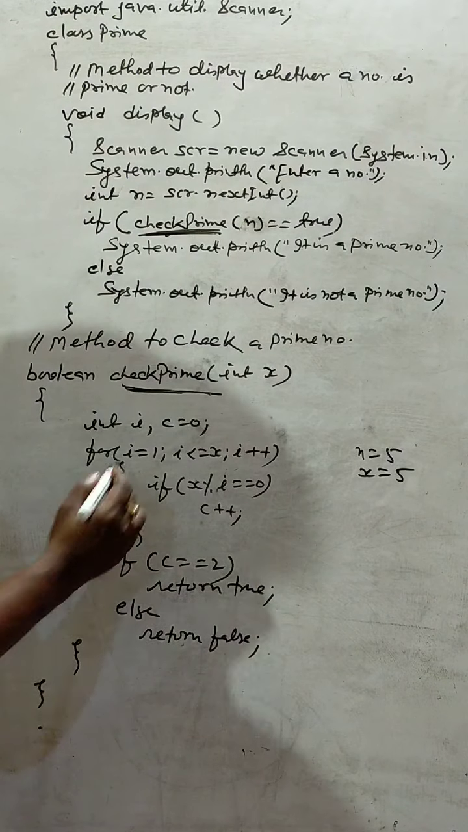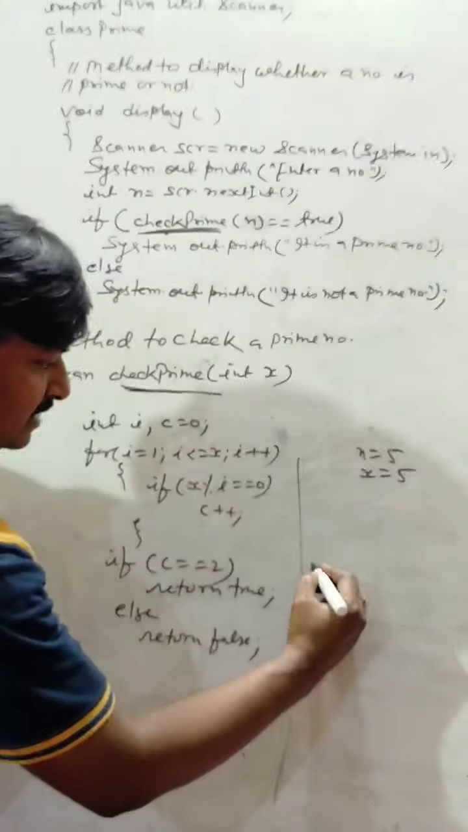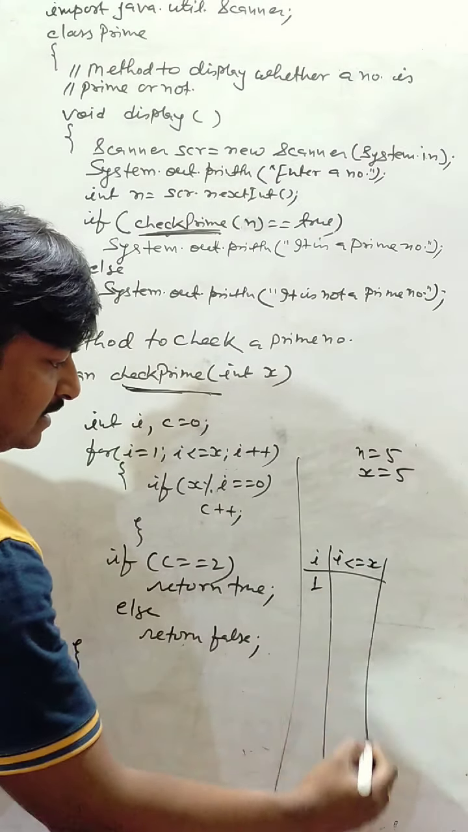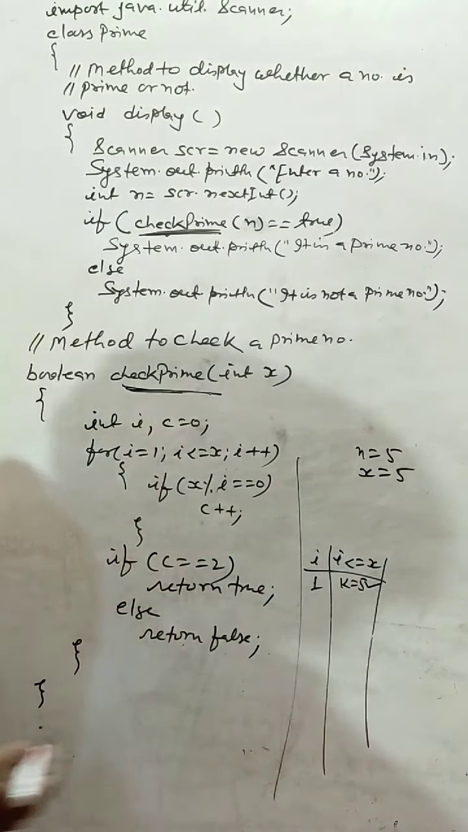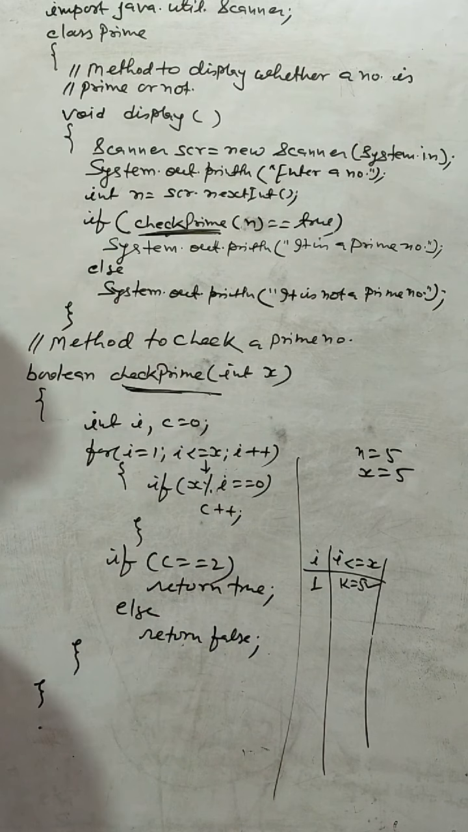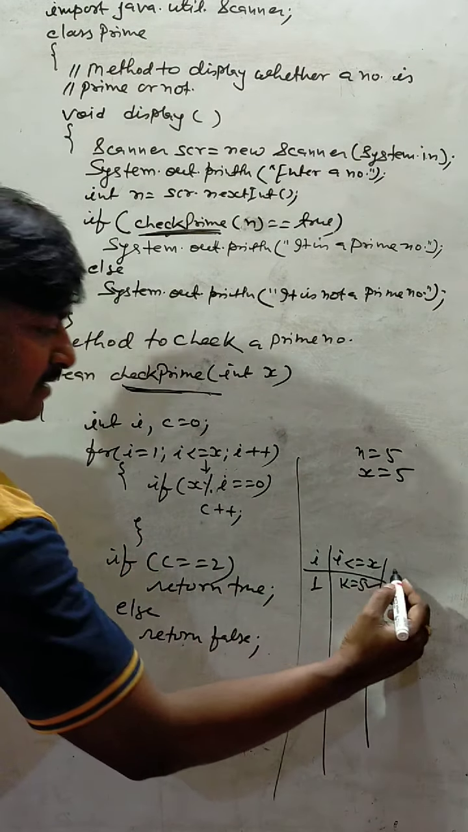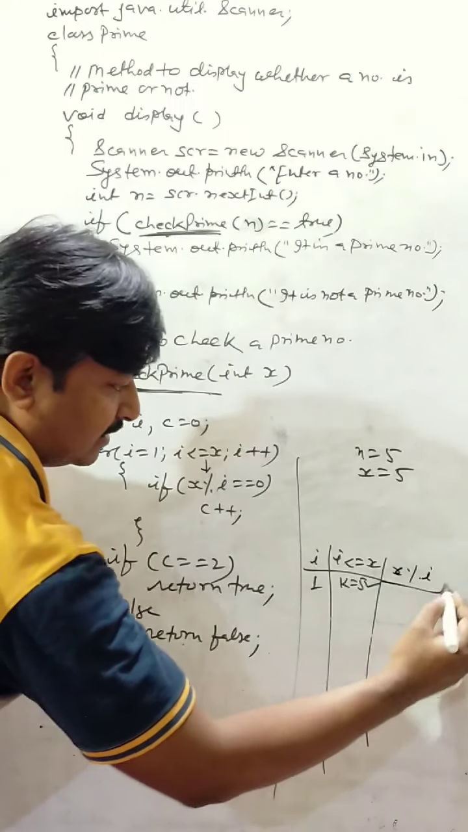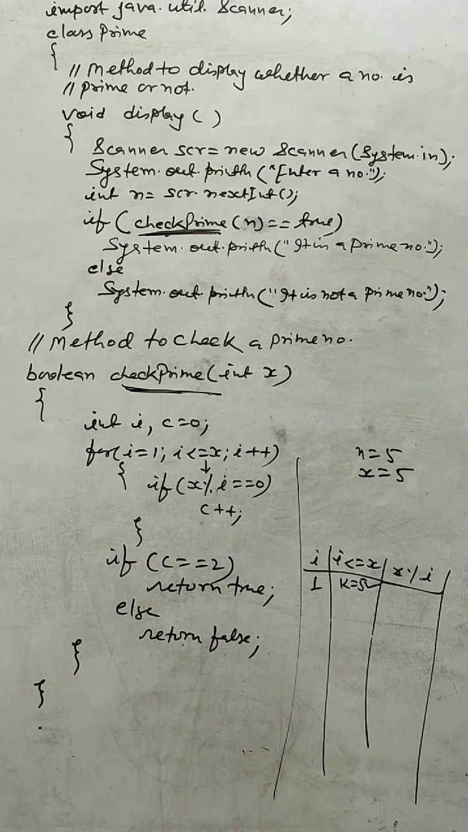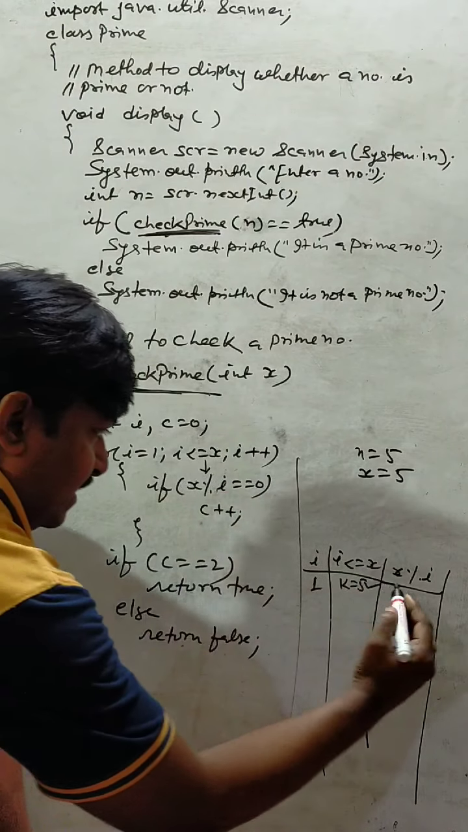So for this, I am explaining here, I equals 1, I less than or equal to x, therefore 1 less than or equal to 5, the condition is true. Then control moves inside the loop. Inside the loop, if x mod I equals 0, the value of x is 5 and the value of I is 1. Therefore, this condition is true.